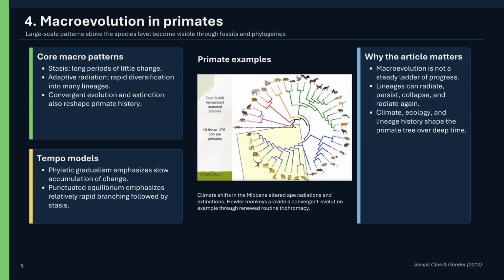This matters because macroevolution is often not one smooth process. Lineages can radiate, stabilize, collapse, and radiate again. During the Miocene, ape and Old World monkey ancestors experienced both radiations and extinctions linked to climate change. In the early and middle Miocene, warming and the spread of tropical habitats helped apes expand into Eurasia, producing a major diversification of ape species. Later, a shift toward drier, more open habitats contributed to a major decline in Eurasian hominoids.